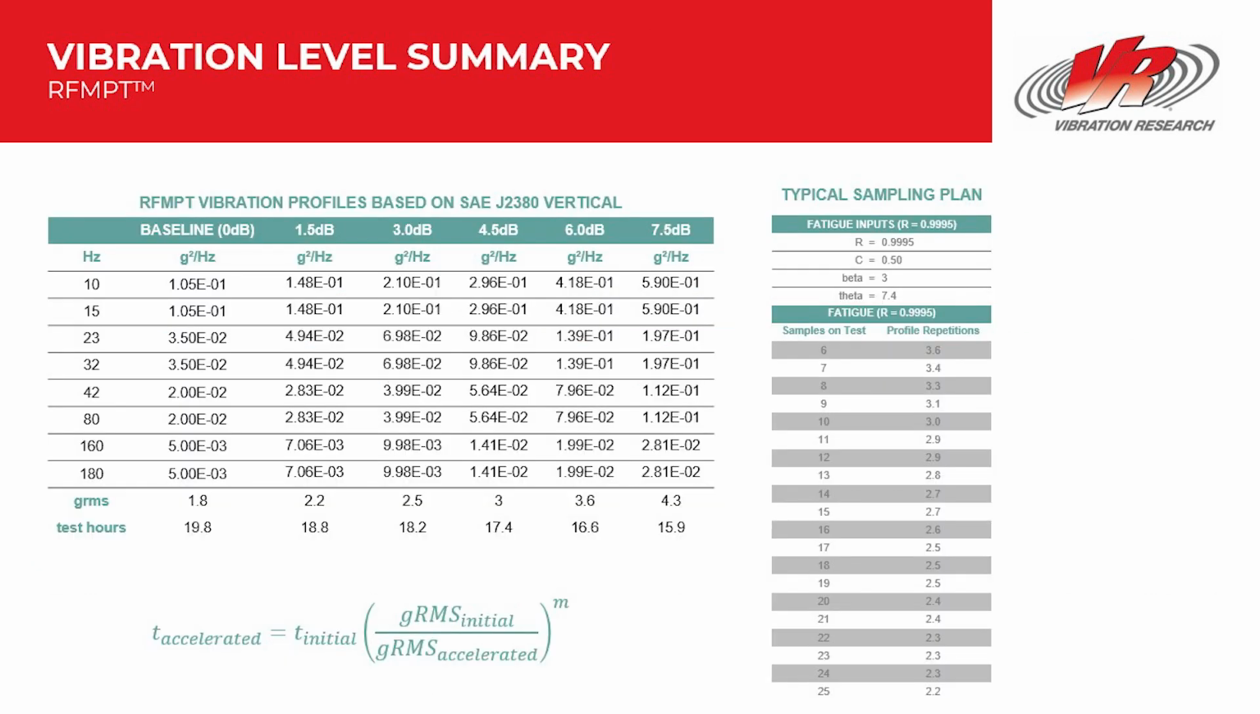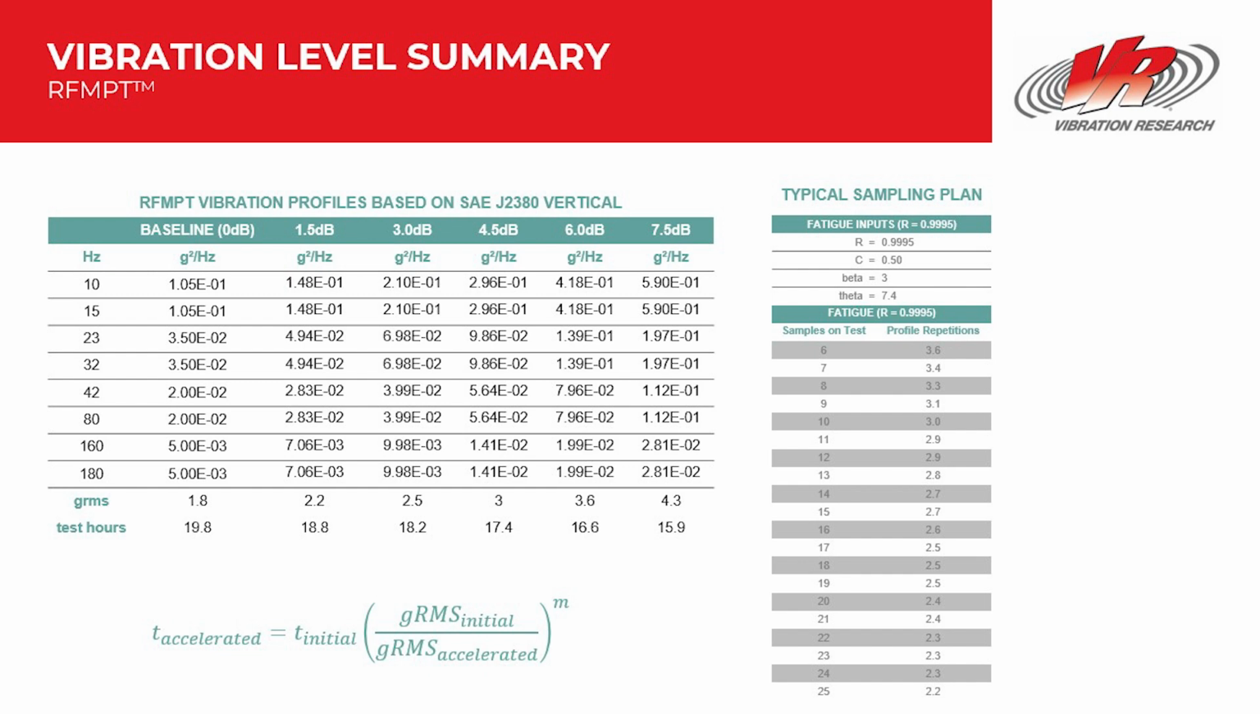Using the SAE J2380 vertical vibration profile as a baseline, we can see that the initial RFMPT level is run for 19.8 hours at 1.8 GRMS. At the 6th level, the test is run for 15.9 hours at 4.3 GRMS. So we increase the amplitude and decrease the time. Each of those test levels represents one product life. The time acceleration is based on the well-known formula for accelerating vibration profiles from GRMS levels.